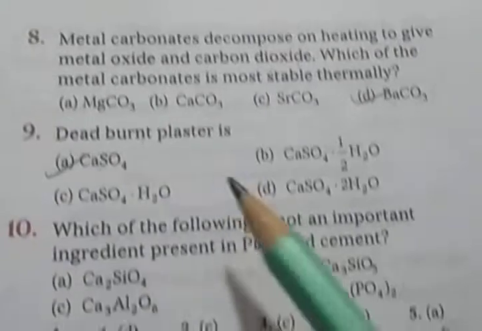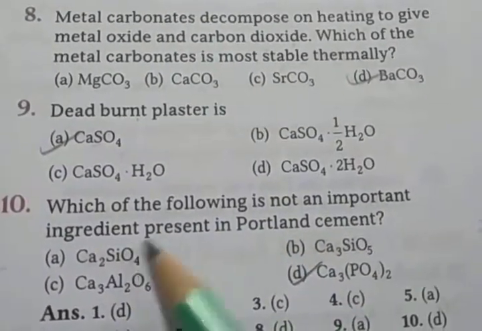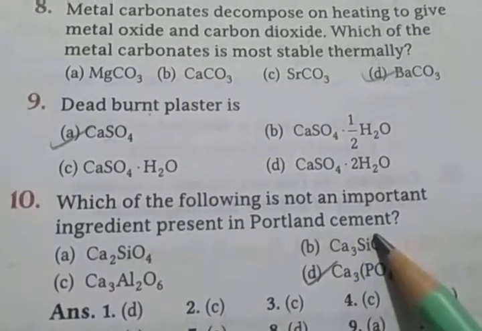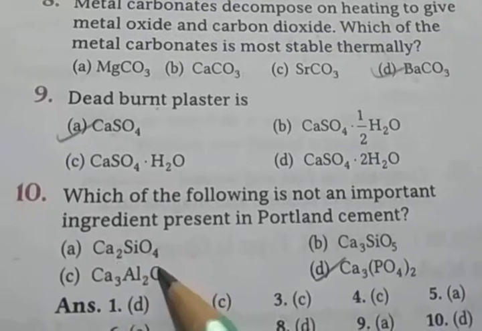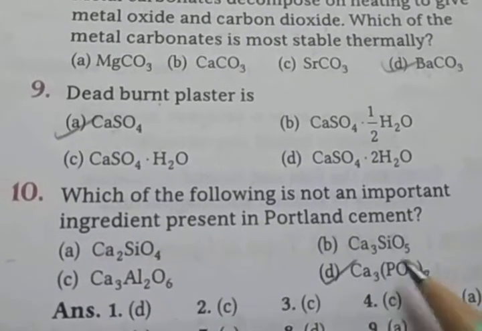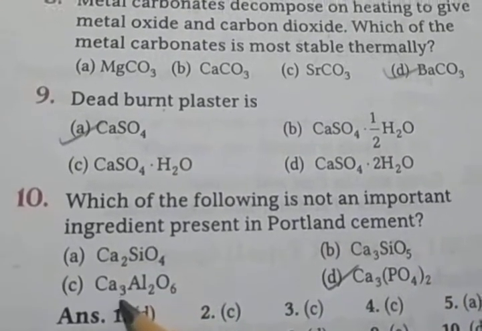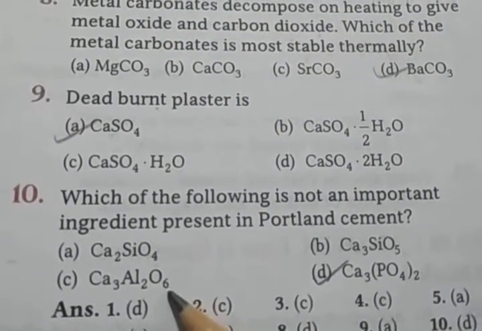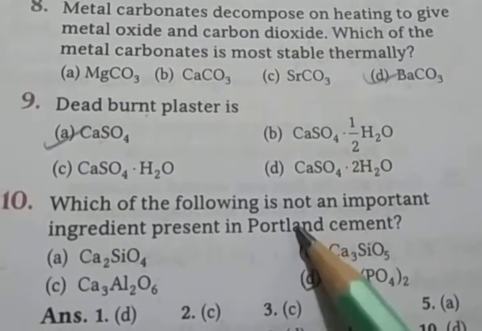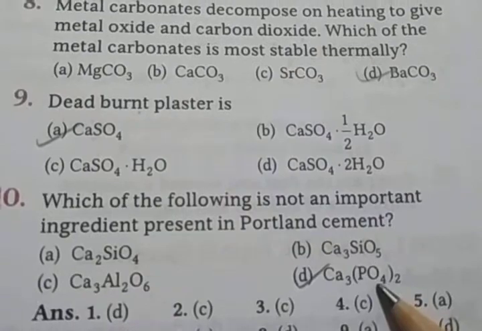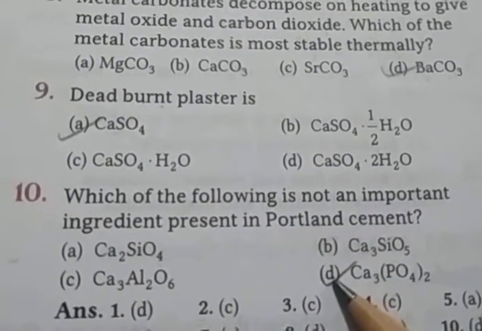Question number 10. Which of the following is not an important ingredient present in Portland cement? Calcium silicate, Ca2SiO4, is important; Ca3SiO5 is also important, it is also a silicate; and calcium aluminate, Ca3Al2O6. So there are 3 important ingredients present in Portland cement, but calcium phosphate is not important. So option D.